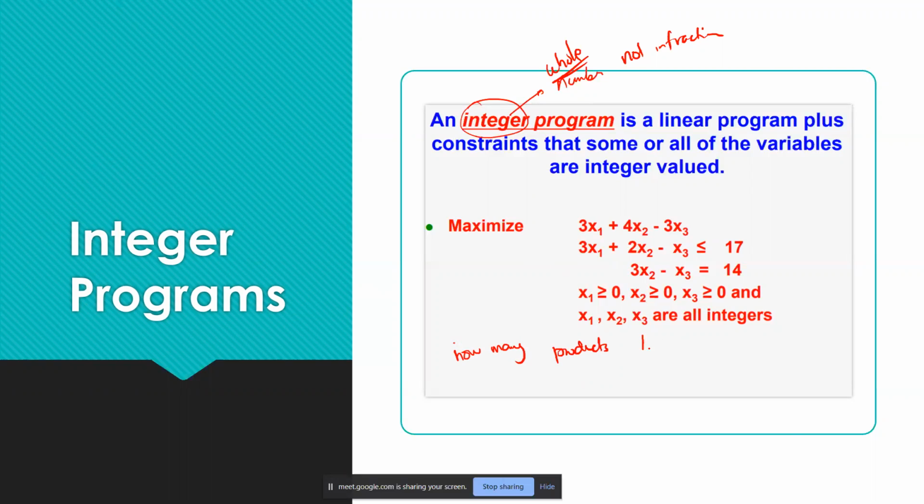ito yung halimbawa, how many products A must be produced? Halimbawa, ang product mo ay ano ba? Table. Tapos na magiging result, once na in-optimize mo siya, ay halimbawa 20.5 tables. Ito yung optimal solution mo. Pero realistic ba yan? Hindi po. Correct. So it could be 20 or 21.